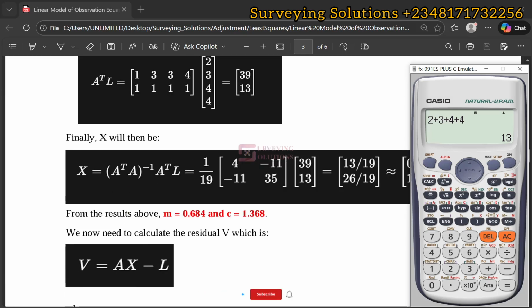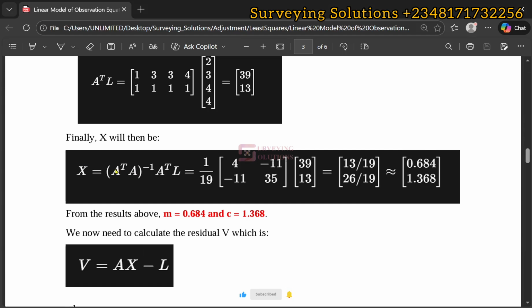Then we can now couple them together to get X, which is A transpose A inverse multiplied by A transpose L. Right, good. So this simply means that our A transpose A inverse, remember that when you multiply this 1 over the determinant into this matrix, you have 4 over 19, minus 11 over 19, minus 11 over 19, and then 35 over 19. Right, good. Multiplied by A transpose L, which is this last product we got, 39 and 13. Right, good. So when you do the multiplication, you are going to have 13 over 19 and then 26 over 19, which are approximately these values.